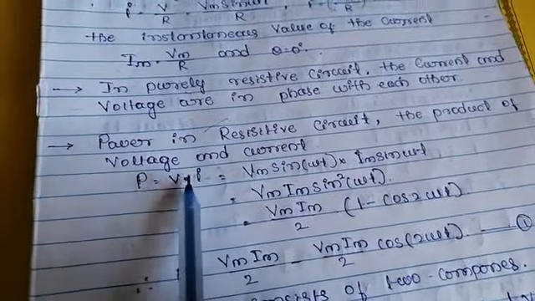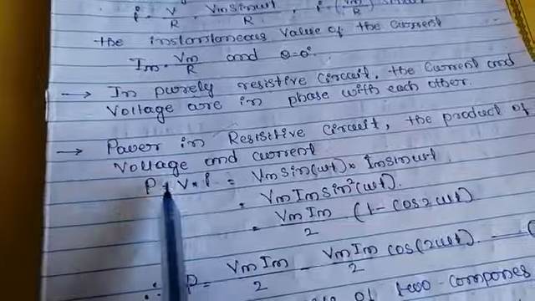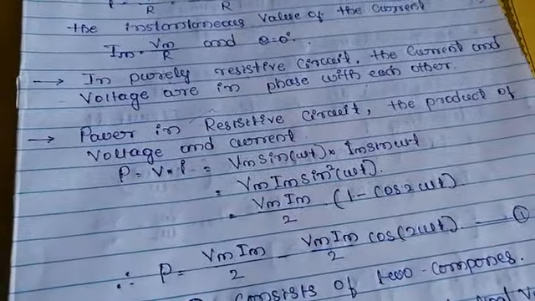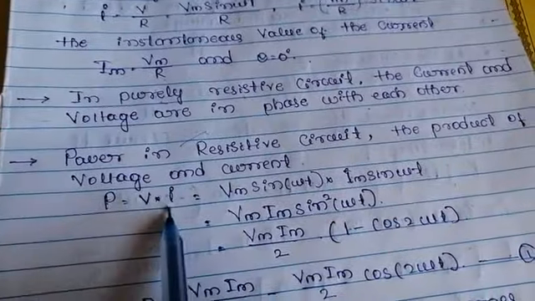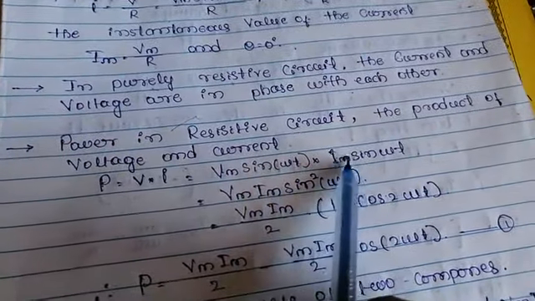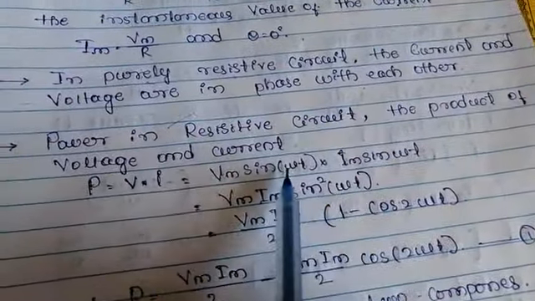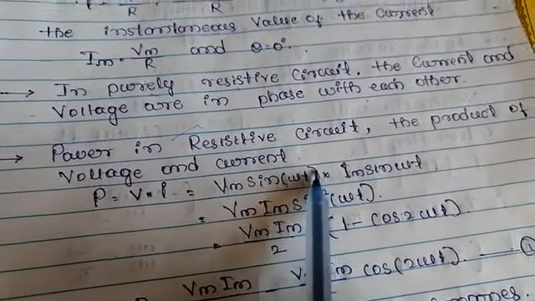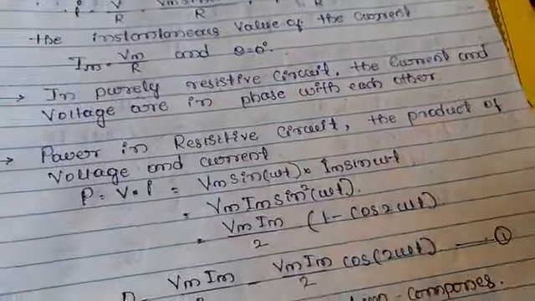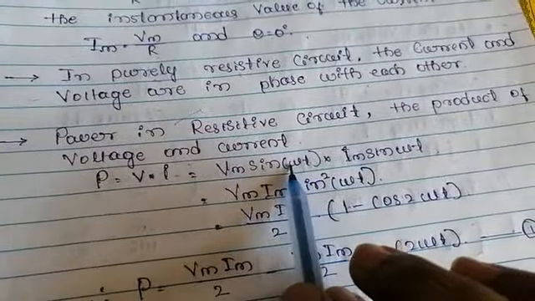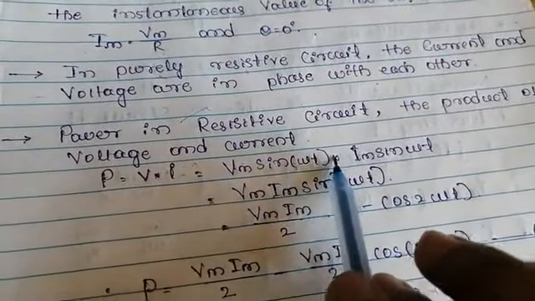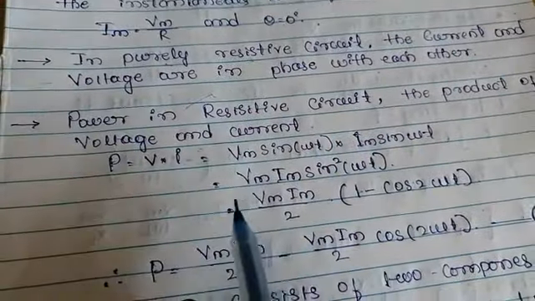We have the basic formula, but it is for DC. But here the circuit is AC. AC means we have to write Vm sin omega theta, Im sin omega theta. See here, omega theta plus some angle means it may be lagging or leading. Here both are in the same phase. Therefore Vm sin omega theta, Im sin omega theta.